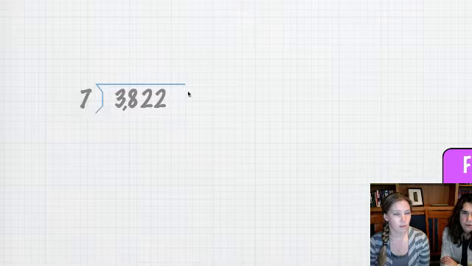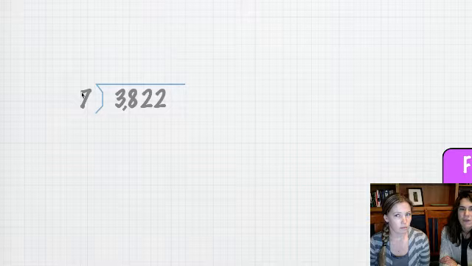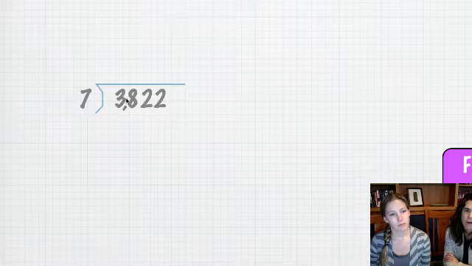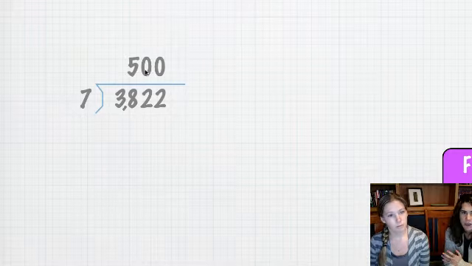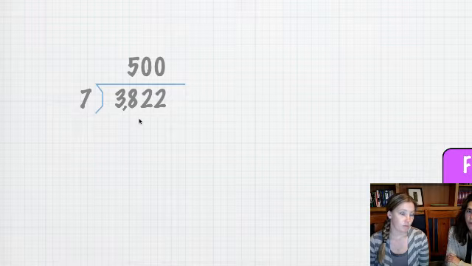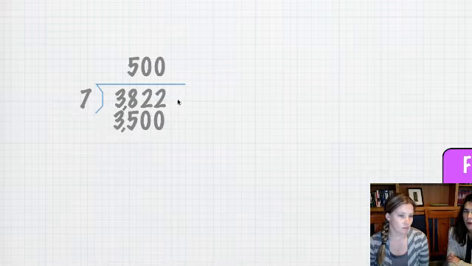where we have our little symbol here to separate, and think about how many times 7 can go into it. Once again, we just want to look at the first couple of numbers. Don't worry about the whole number here. 7 goes into 38 roughly around 5. So then I can just tack on my 2 zeros here. So really, we're going to think about 7 times 500, which gives me 3,500. So we're going to put our 3,500 right below our whole number.